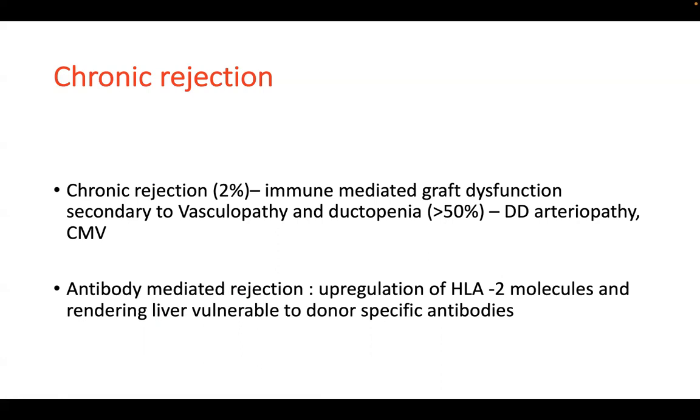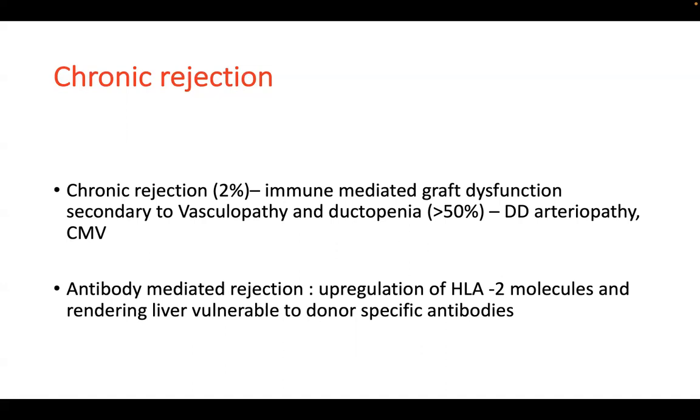Basically, you have T lymphocyte chronic rejection, which is basically an immune-mediated graft dysfunction, mainly characterized by ductopenia. More than 50% of the bile ducts are lost. The differential diagnoses for this are arteriopathy or chronic CMV infection. So this kind of chronic rejection, if it's identified early, can be treated by increasing the immunosuppression. But if it's detected late, it leads to graft failure and the need for retransplantation.